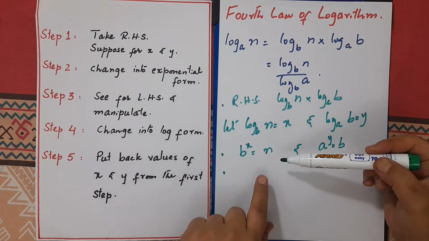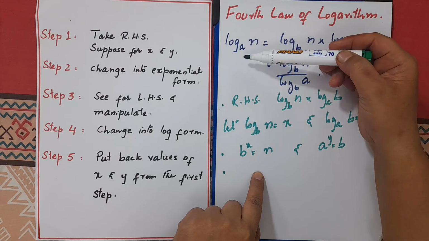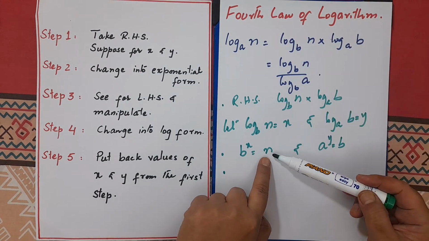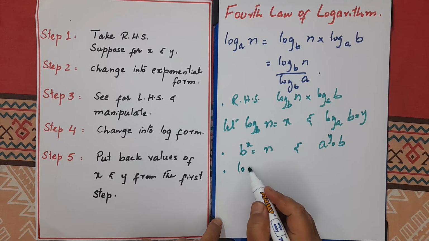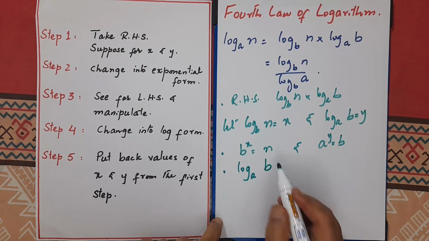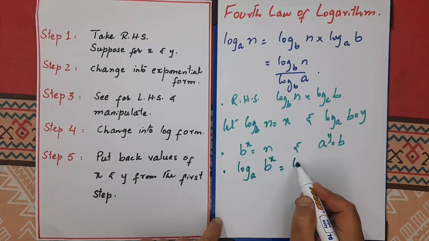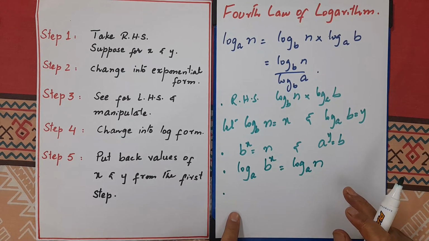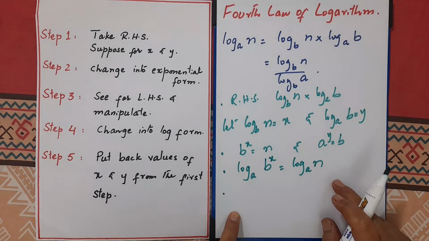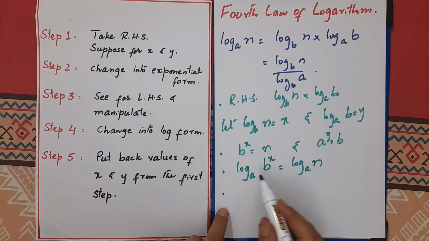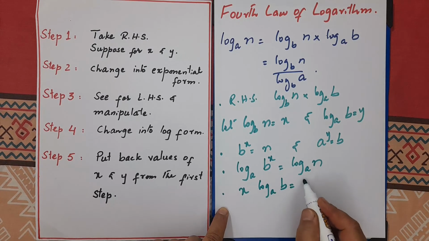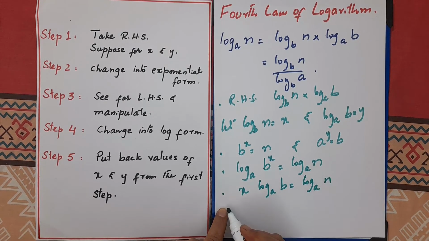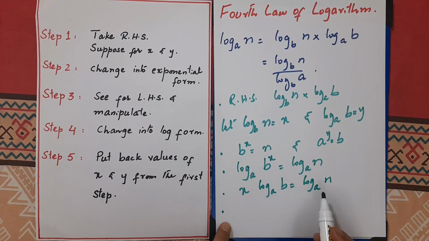Now have a look at the left hand side. Here we will be needing log to the base a of n. So here we have n. We are going to take log to the base a on both sides: log to the base a of b raised to the power x is equal to log to the base a of n. In this case, we are not going to convert it into log form, because from the third law of logarithm, this is the power, so it would be x times log to the base a of b is equal to log to the base a of n. Here if we put back the value of x, we are going to get the required result.